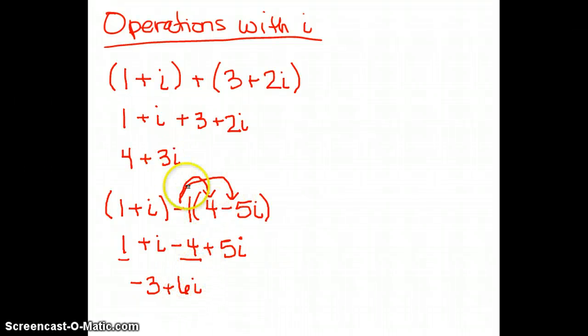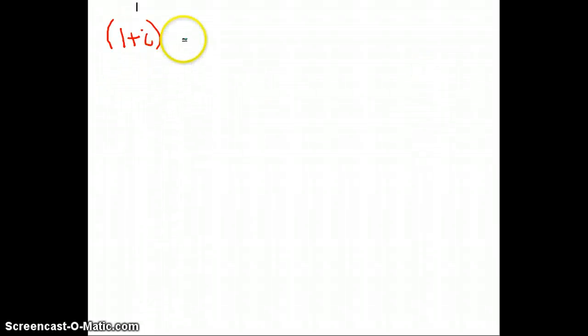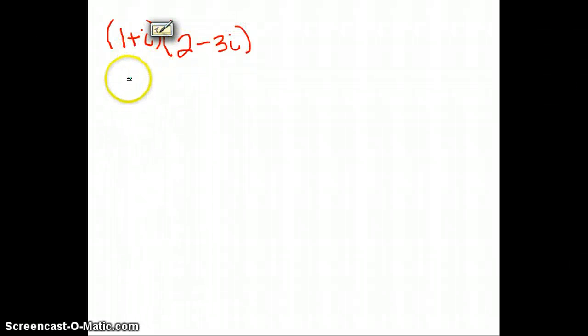So those are two examples in which you are adding and subtracting. The third example I'd like to go through is one in which you have to multiply. So I'm going to use, again, the 1 plus i. And we're going to multiply this time, so there's no symbol in between. We're going to multiply by 2 minus 3i. Again, I apologize, that keeps showing up.